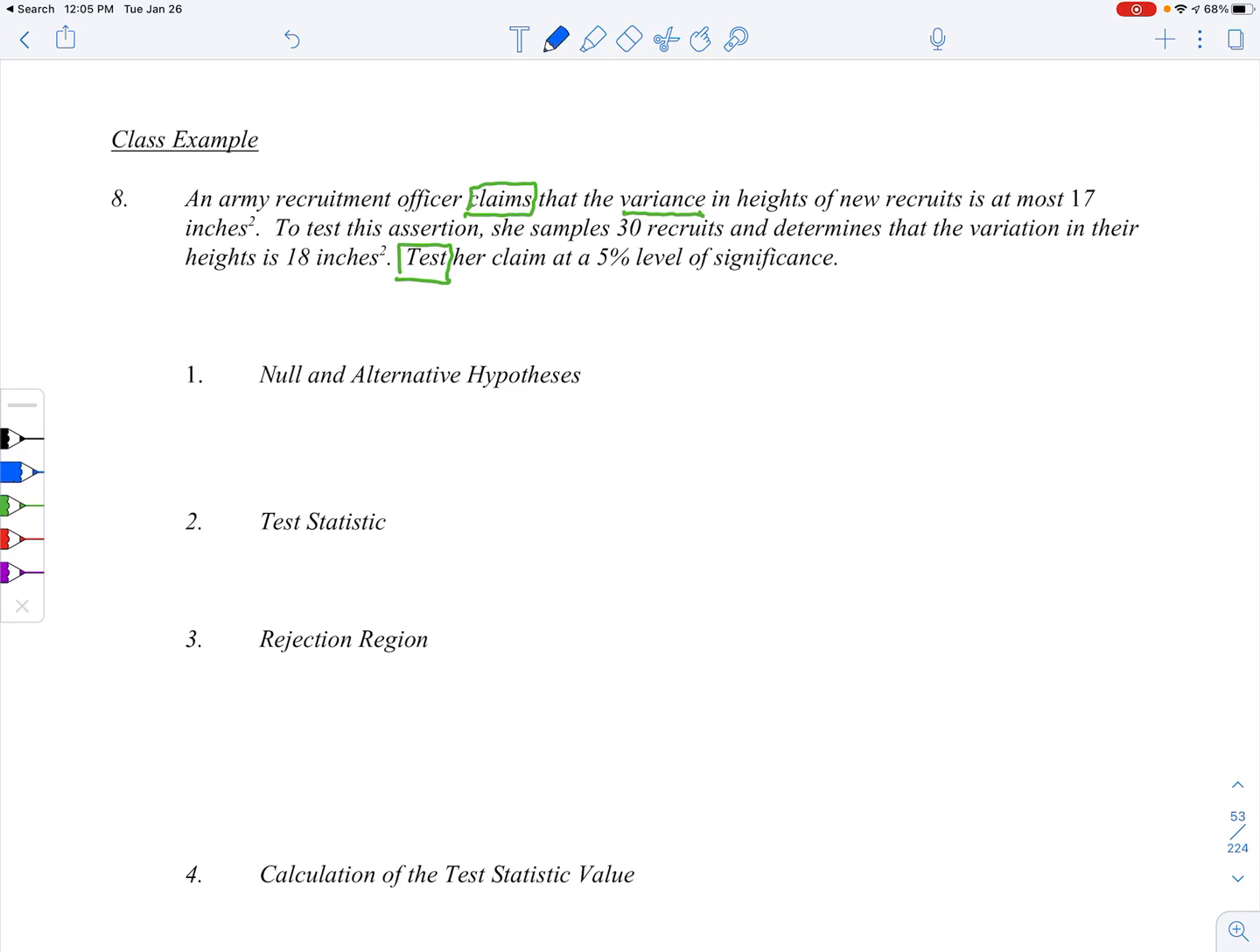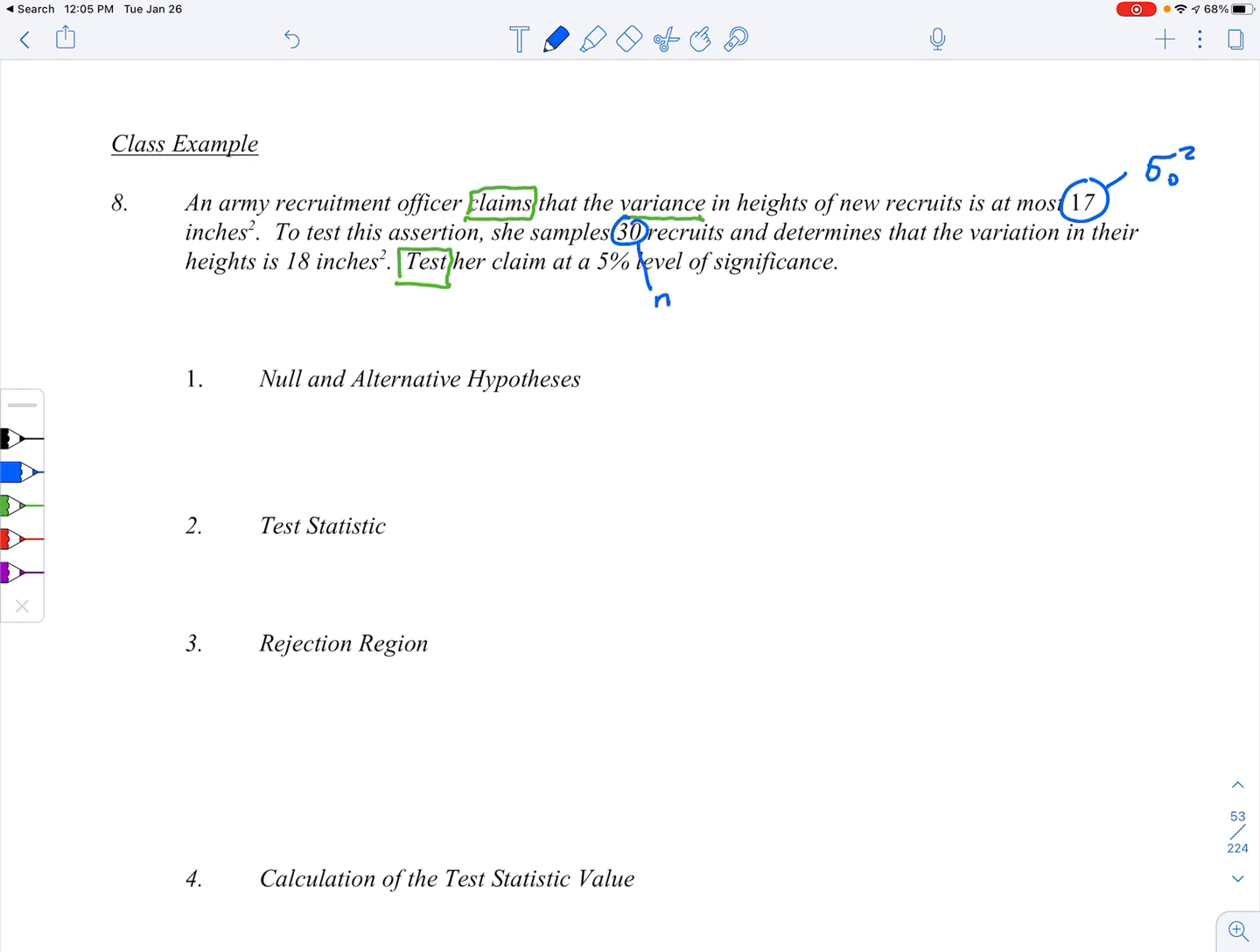So this then is your sigma squared naught value, the value that's going to appear in your null and alternative hypothesis. To test this assertion, she samples 30, that of course is a little n, and determines that the variation, that's another name for variance, in their heights is 18 squared inches. So that's an s squared. Test her claim with an alpha of 5%. Of course, if you're not given an alpha, you will assume an alpha of 5%. All right, let's go and do it.